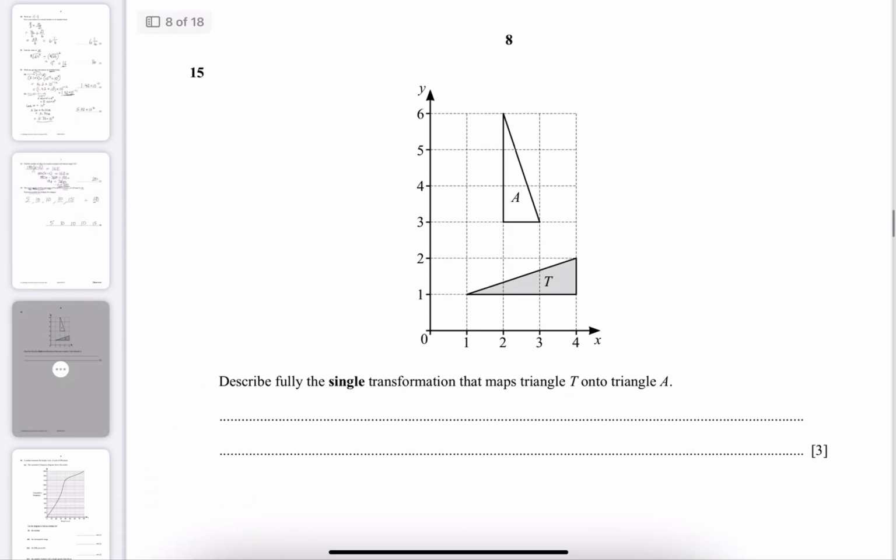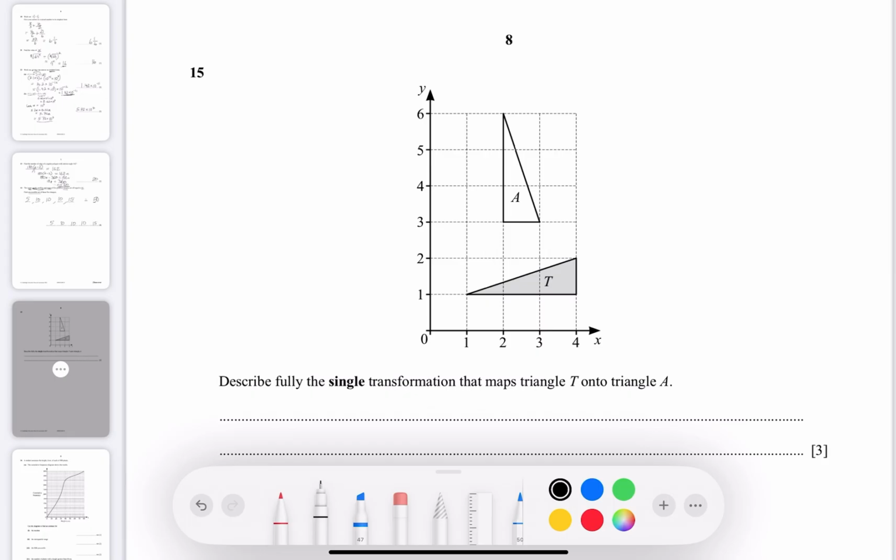Okay. Now question 15. Describe fully the single transformation that maps this triangle T onto triangle A. Okay, so immediately I can already see it's a rotation. And you can see that it's a rotation in this direction, which is clockwise. It's moving in a clockwise direction from T to A. It initially starts like this, and then once you rotate it, it becomes like this. And it's a 90-degree rotation. It only moves 90 degrees.